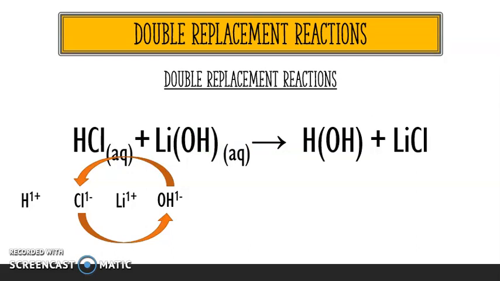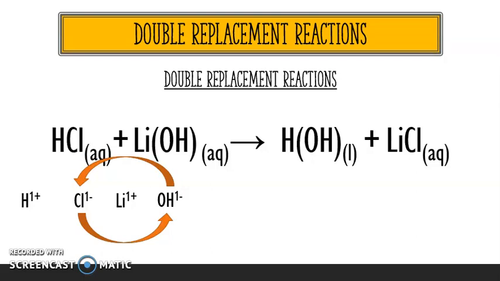And now we're going to need some state symbols. Now, HOH, I know that that looks a little odd as a formula. That really is H2O, water. Now, the state symbol of water is going to be important here. We're going to put him down as liquid. Water cannot dissolve in water. Water is just more water. So his state symbol will always be liquid under normal conditions. And the LiCl, according to the solubility rules, would be AQ.